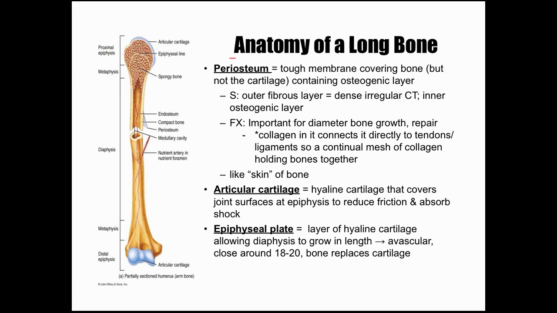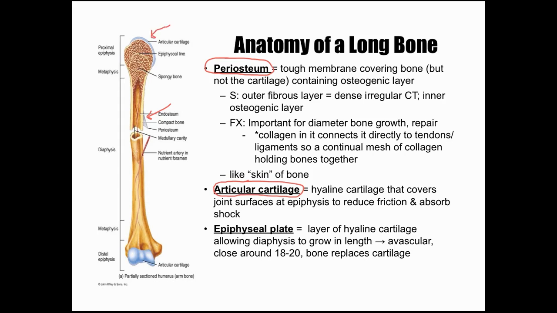Next section is called the periosteum. And that's kind of like a skin for your bone. It's a tough outer membrane which covers the bone. You can see it right there, the periosteum. So it's the outer covering which wraps your bone in a tough membrane. Another part is called articular cartilage. Articular cartilage. And you can see some right here.